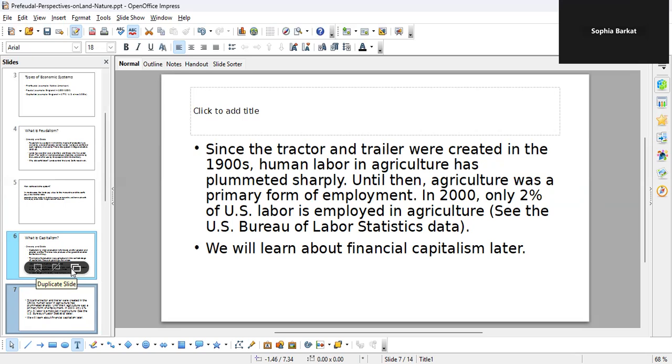The final stage of capitalism is called financial capitalism. We will talk about this another time.